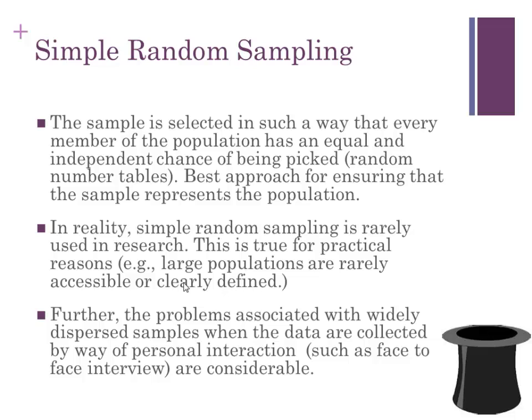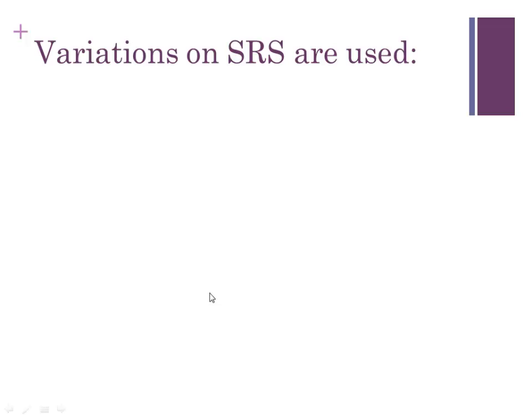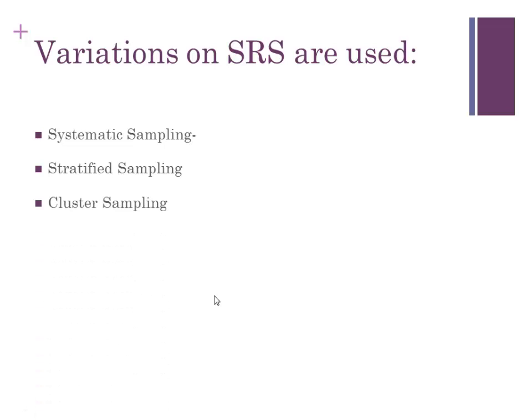In reality though, simple random sampling is rarely used in research, especially when we're talking about research where we're actually going to have to interact with people personally for doing things like interviewing. And the reasons we'll look at in a minute why that frequently is just not practical. So there are some variations on simple random sampling that we use in research, including systematic sampling, stratified sampling, cluster sampling, and convenience sampling.